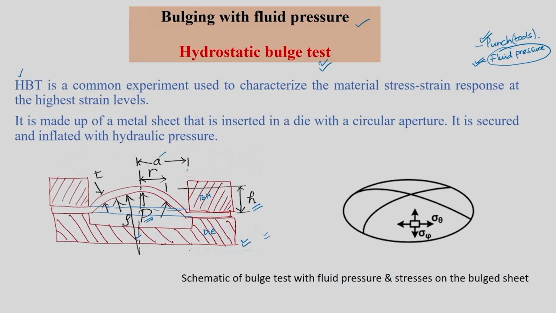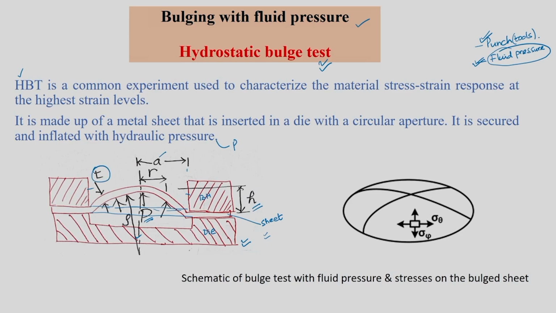I think we have seen this briefly in the formability test, in one particular chapter. Anyway, let us come back to this. You can see that it is made up of a metal sheet here. It is a partially formed sheet that is inserted in a die with a circular aperture. The die has a circular aperture, at the center you can see there is a hole, through which the material is going to deform. It is secured and deformed using an internal pressure P. Our main focus is this A region, on both the sides, and let us say the sheet thickness is t.